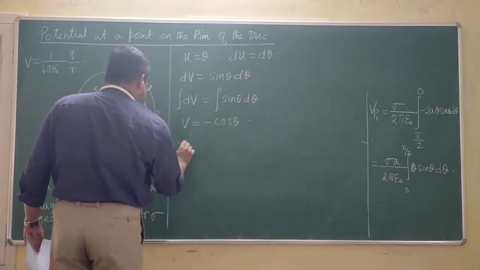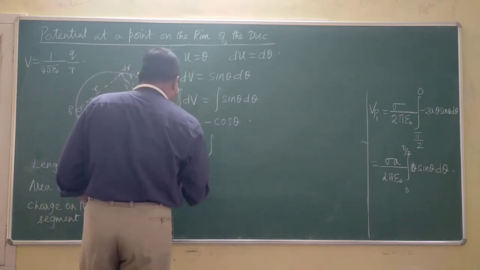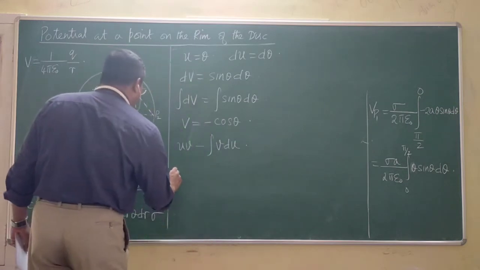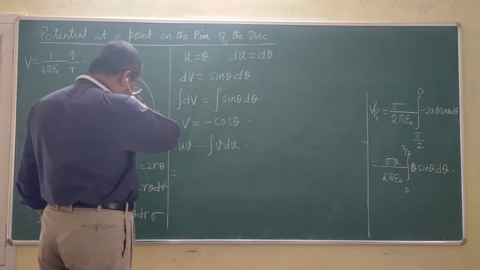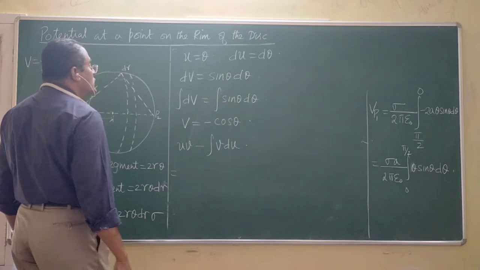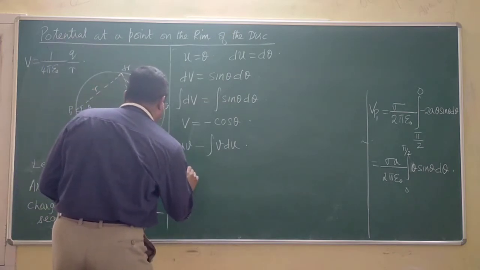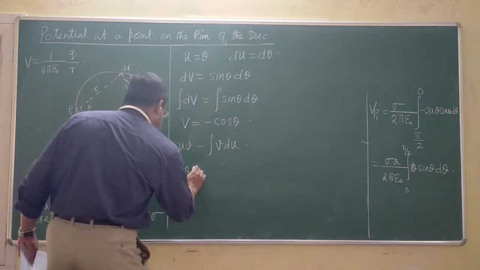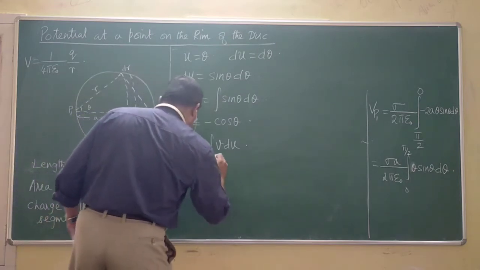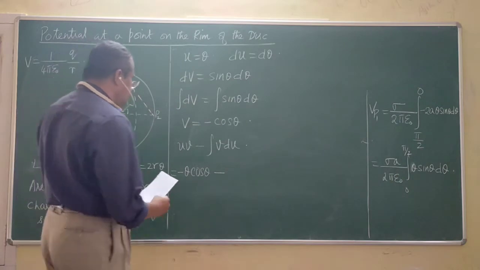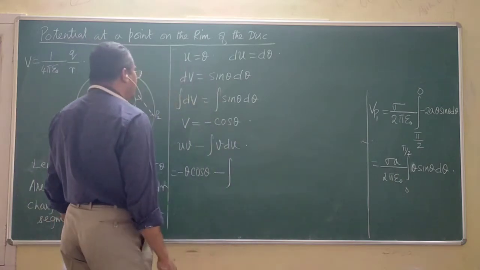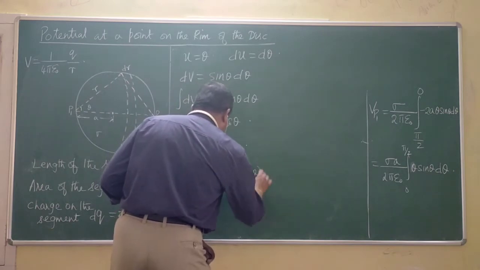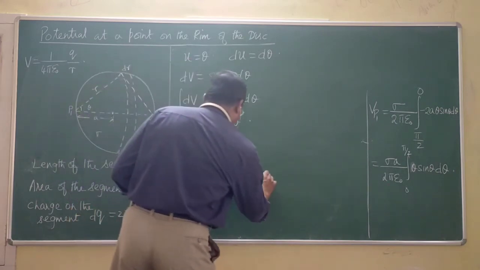Formula is uv minus integral v du. Therefore, substitute. u is theta, v is minus cos theta, minus integral of v, minus cos theta, du, d theta.